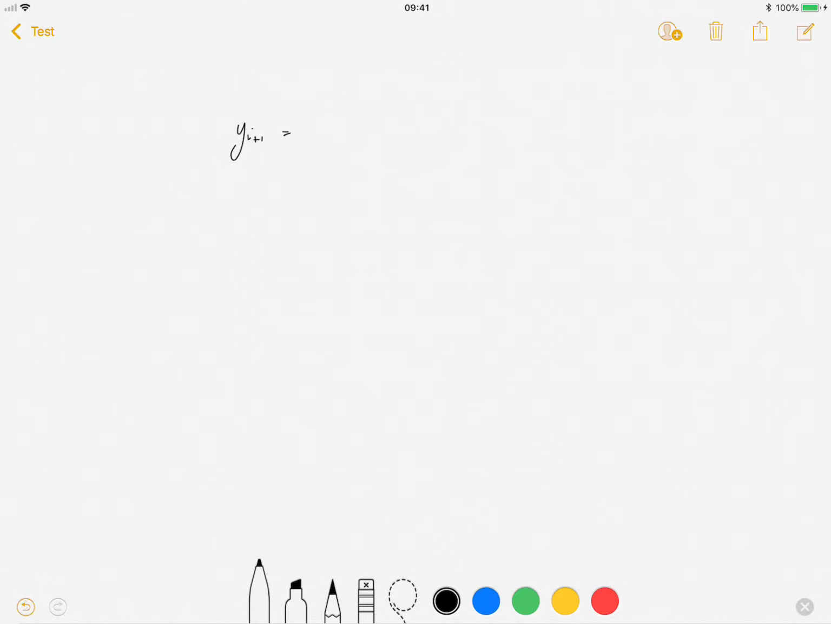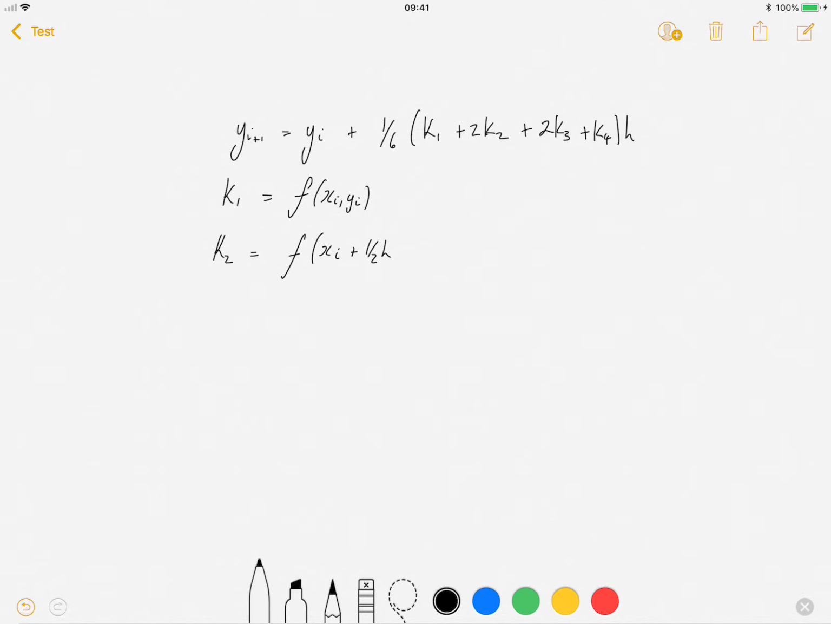Okay, so the most commonly used form of this method is y of i plus 1 is equal to y of i plus 1/6 multiplied by k1 plus 2k2 plus 2k3 plus k4, multiplied by our step size h, where k1 is the slope at xi, yi, k2 is the slope at xi plus a half of our step size, and y of i plus a half k1h. k3 is f of xi plus a half h, y of i plus a half k2h.